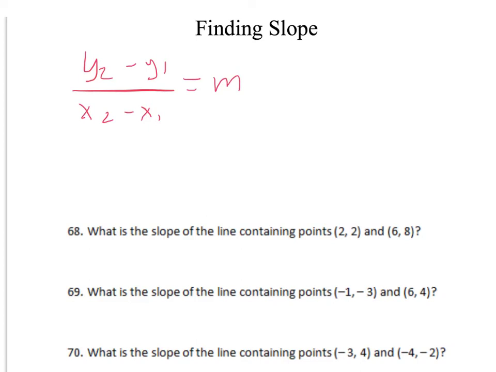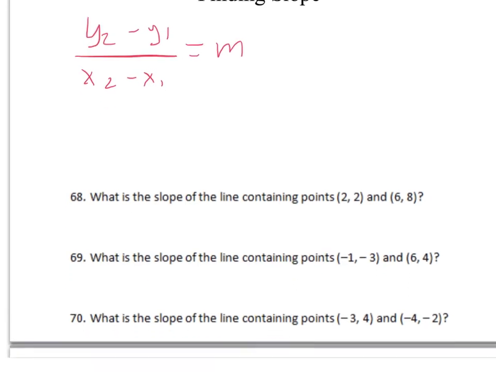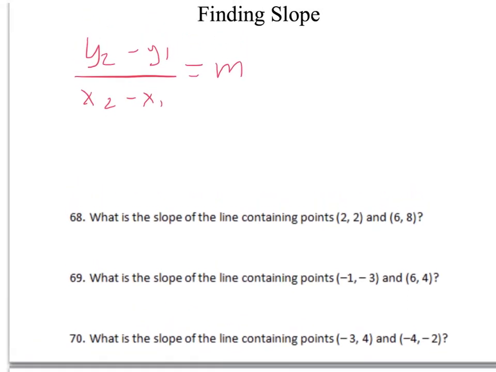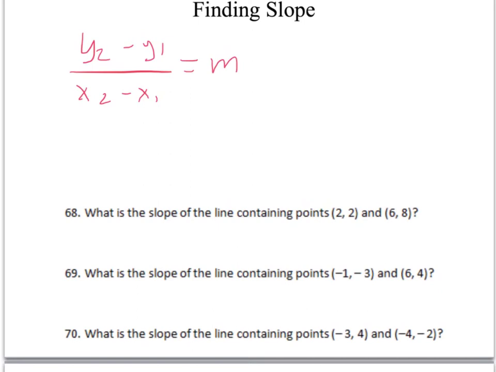So in a problem like 68, we'll go ahead and work 68 together. In a problem like 68, remember, 2 comma 2, those 2 points are x sub 1, y sub 1. 6 comma 8, that's our second x coordinate and second y coordinate. That's where the x sub 2, y sub 2 comes from.